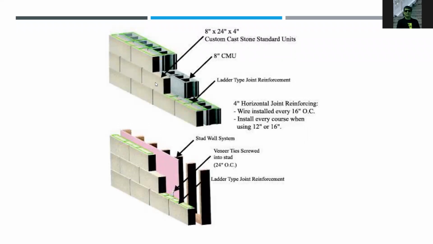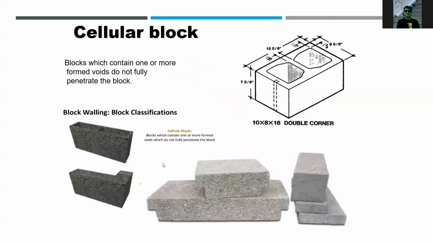If you have hollow blocks, you can put the veneer using a mortar, and then you install the veneer on the surface of the hollow block. It can also be used for dry walls, but you need to put a sheeting that will be the bonding sheet for the mortar and the veneers. We also have the cellular blocks, no? Blocks which contain only one or more formed voids, but do not fully penetrate the block. So these are certain types of blocks that are available.